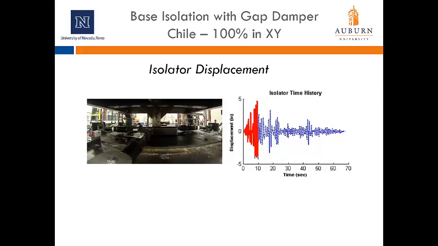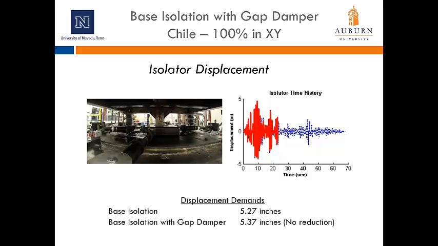There's several cycles of damping activation here. Here we trigger another set of cycles. Yet no reduction in displacement. In fact, for base isolation, peak displacement was 5.27 inches, 5.37 inches with gap damper.